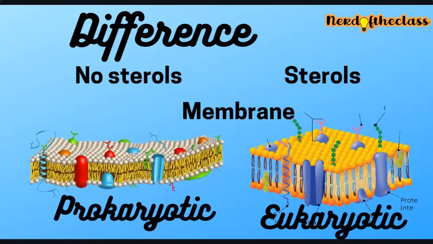Also, as I mentioned before, we have a difference in the membrane. In the plasmatic membrane, sterol and no sterol. The prokaryotic has no sterol, which are lipid molecules that complement the structure of the membrane in the eukaryotics. For example, in animal cells, the principal sterol component is cholesterol. In fungi it is ergosterol.